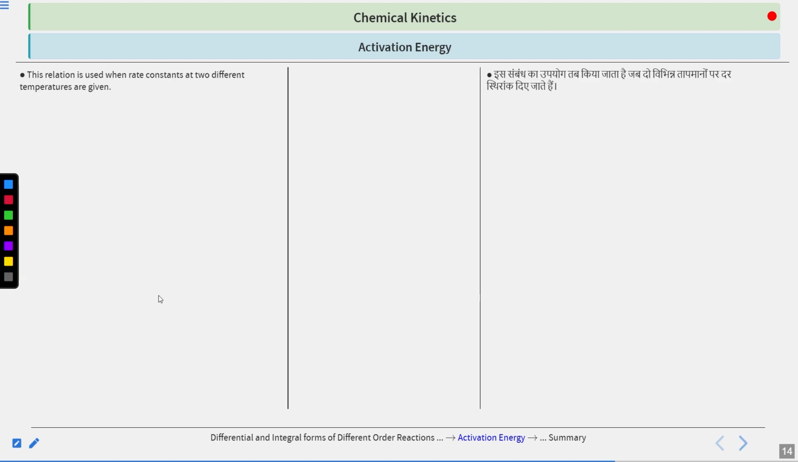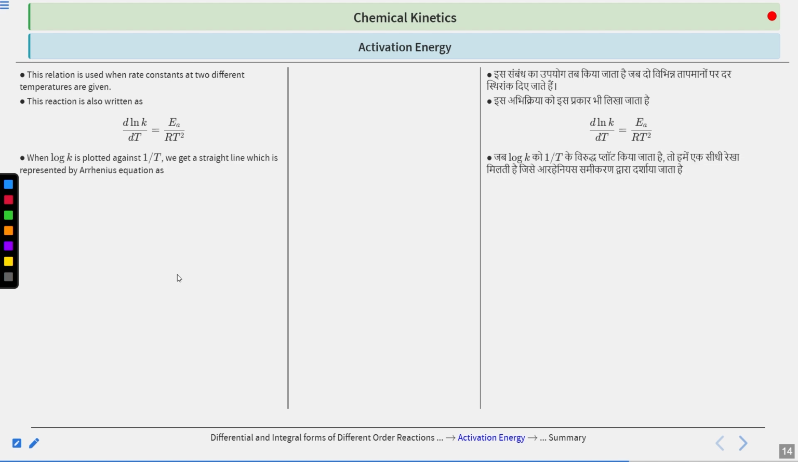Now this relation is used when the rate constants at two different temperatures are given. So we know that if we take this equation, d ln k by dT equals Ea by RT squared, and when we plot log k versus 1 by T, we get a straight line which is represented by the Arrhenius equation also. So what we have done is we have taken the log of the equation, that is k equals A e to the power minus Ea by RT, and then we have solved it using logarithmic functions, and for ln we have put 2.303.